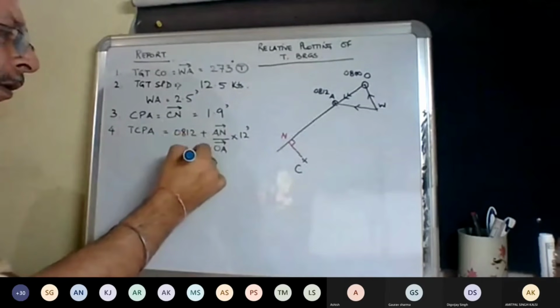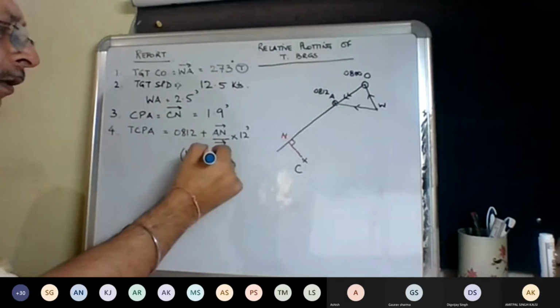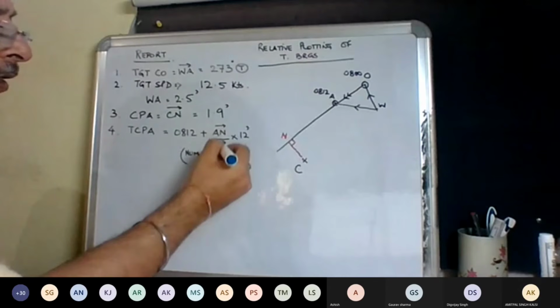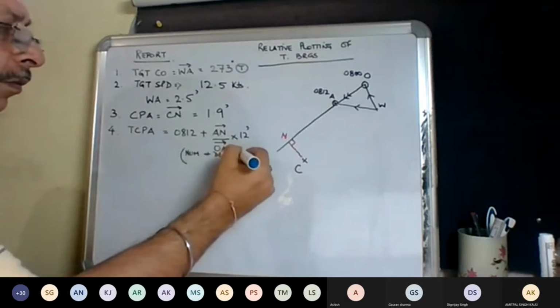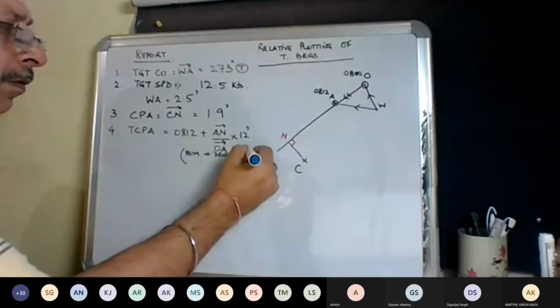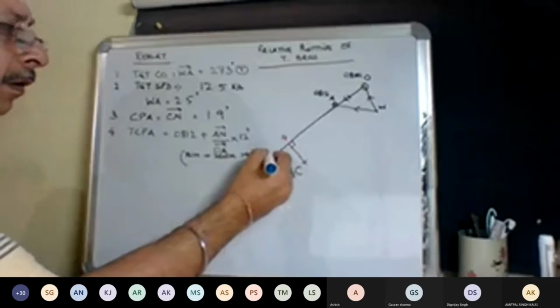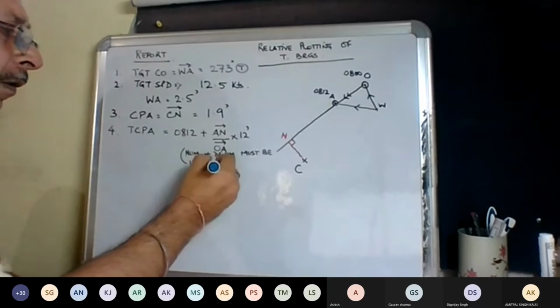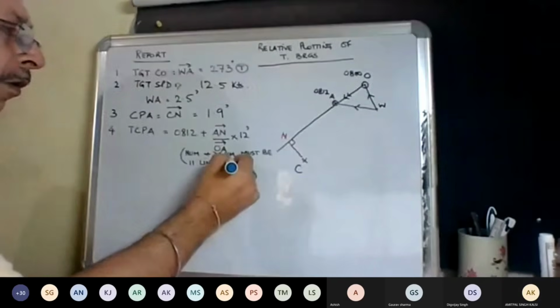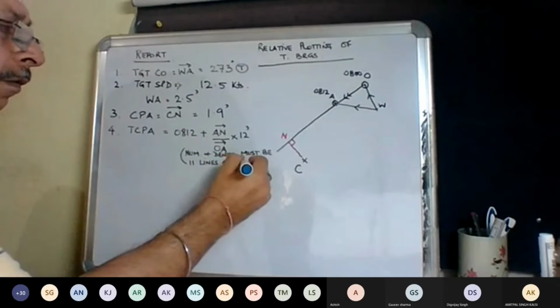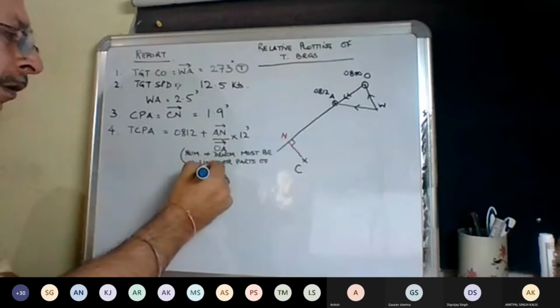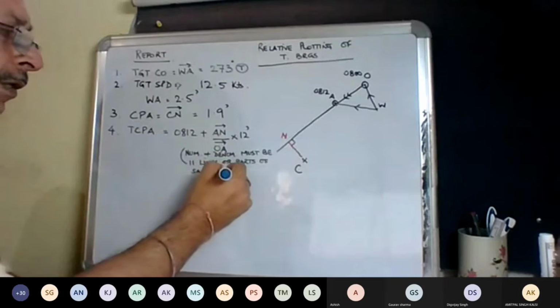Please remember, this is the numerator and this is the denominator. Numerator and denominator must be parallel lines or parts of the same line.